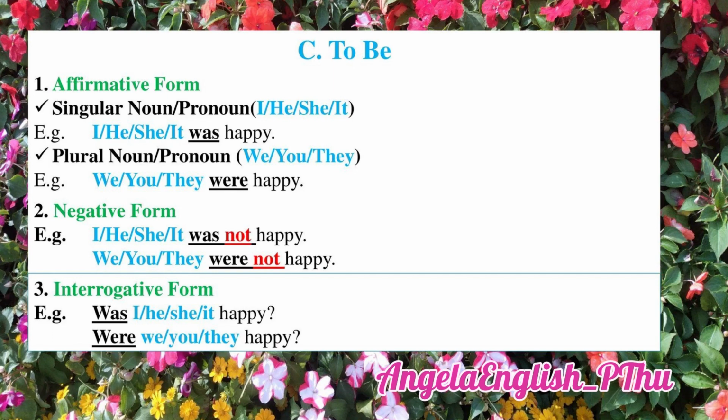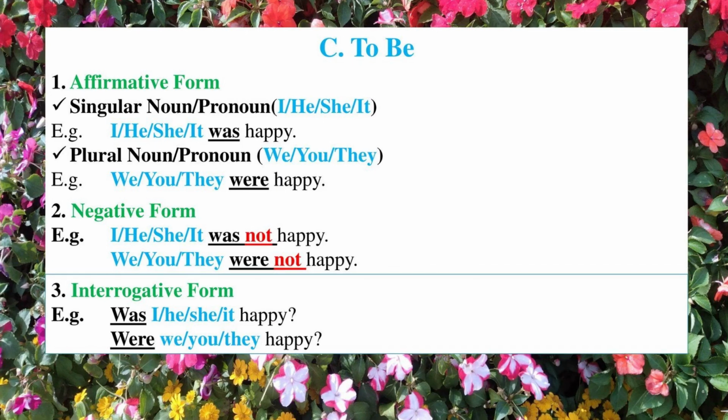2. Negative form. For example, I, he, she, it was not happy. We, you, they were not happy. 3. Interrogative form. For example, was I, he, she, it happy? Were we, you, they happy?